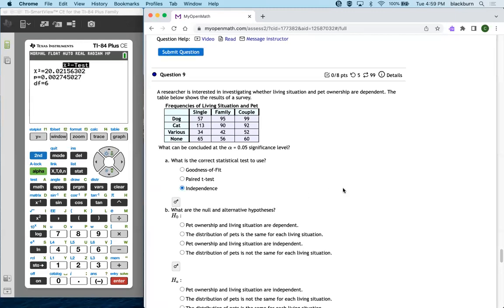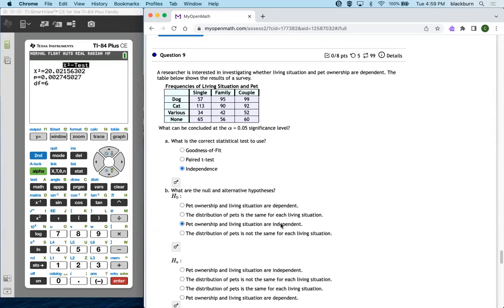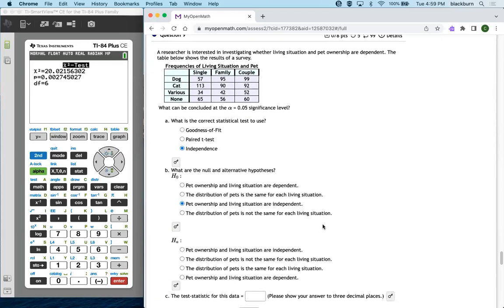So we want an independence test. The null is that pet ownership and living situation are independent, and the alternative is that they are dependent. All right, now we go back in.